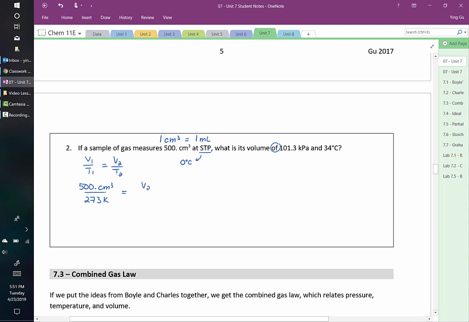V2 is what we are solving for, and T2 is 34 degrees Celsius. 34 degrees Celsius in kelvins is 307 kelvins. You might be wondering, what is that number for? Well, that tells you that the pressure afterwards is 101.3 kilopascals, and from our STP value in the beginning, we know that the standard pressure is 101.3 kilopascals. So this number here, really, its purpose is to just remind you that we can use this formula over here because pressure is being held constant.